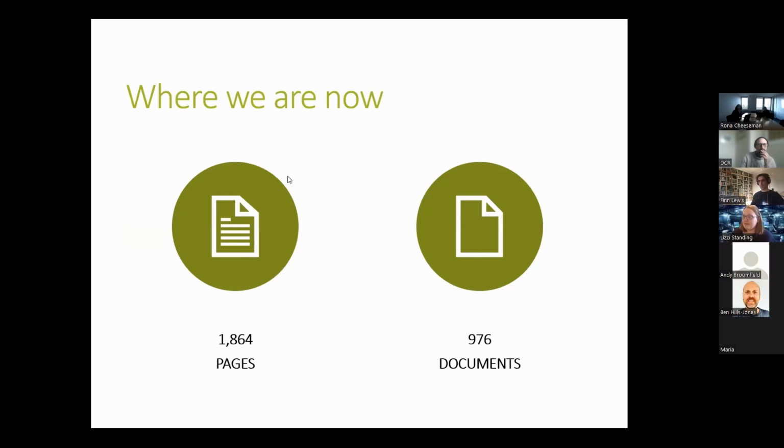So where are we now? We're down to just over 1,800 pages, and hopefully we'll ditch quite a lot of COVID pages soon, so we might reduce that down a bit more. And we're down to 976 documents. So we did get rid of probably about 200-300 documents, and we made inroads into the number of pages we had. So we consider that a pretty good job in terms of reducing content.